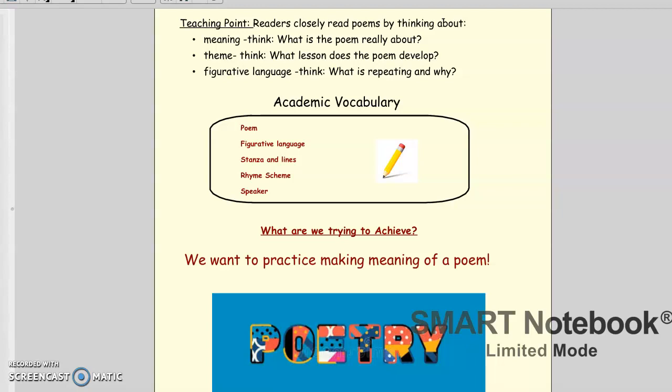So you will need your week 6 packet at this time, and you are going to go all the way to the back to Friday, and you are going to find the Sea Otter text. Okay? It's labeled close read. All right, our teaching point for today is readers closely read poems by thinking about meaning.